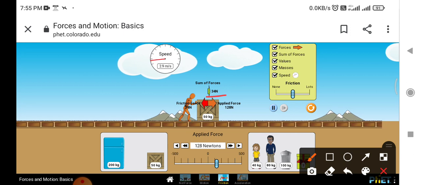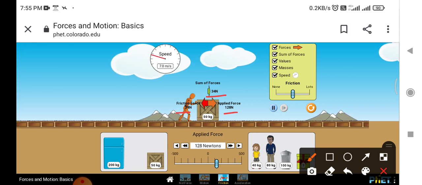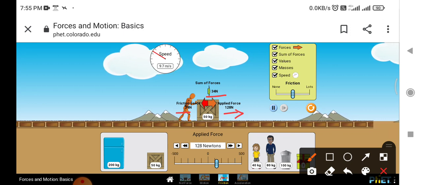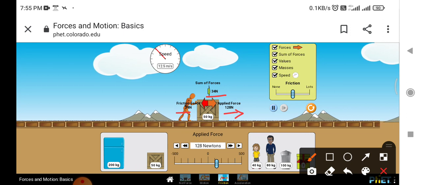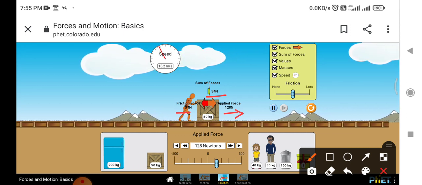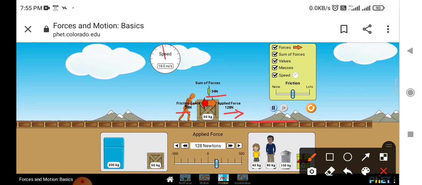Now see, the sum of the forces is 34 Newton. That means the applied force is greater than the frictional force, so the object started to move. In which direction is the object moving? The direction of the applied force. After some time, it will stop due to the frictional force.